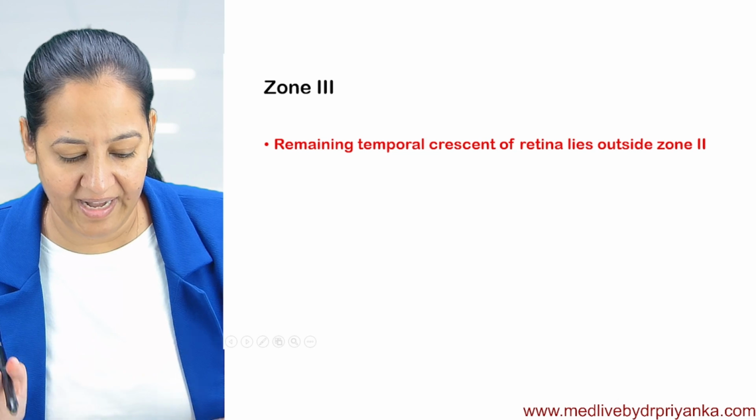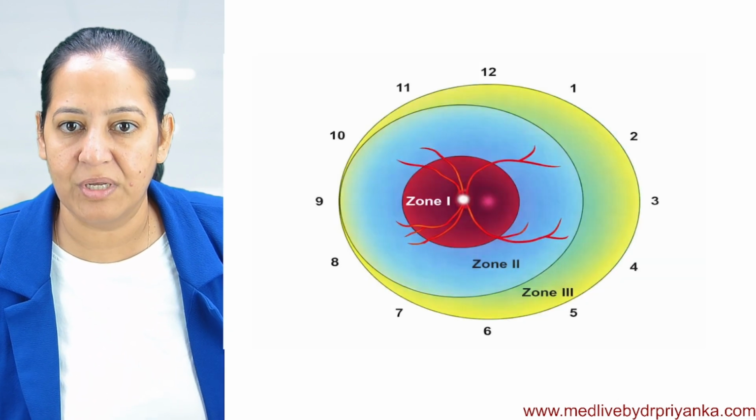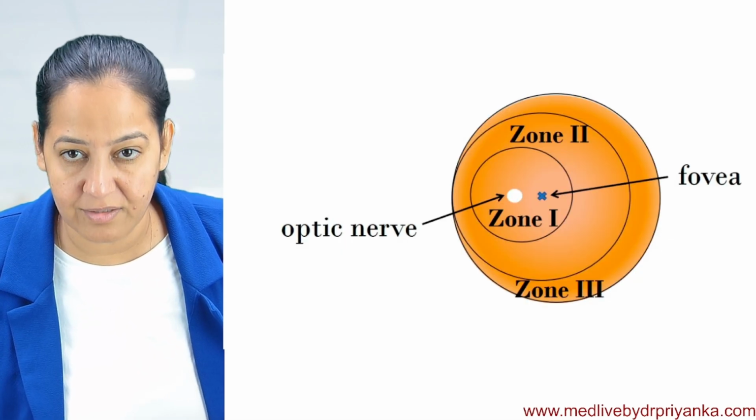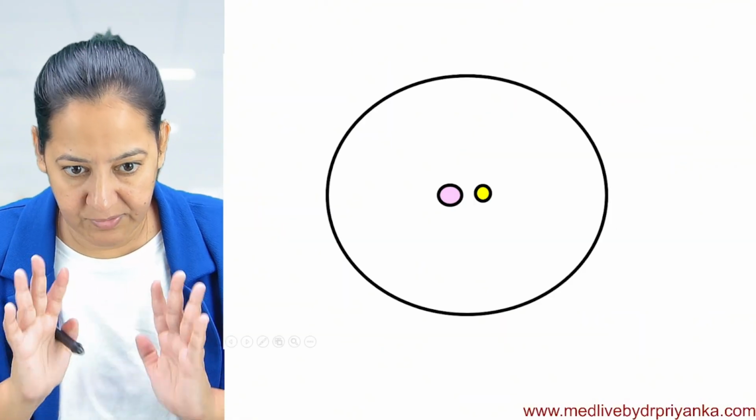Now whatever area is left, towards the temporal crescent, this is zone 3. Can you see the yellowish one here? Whatever area is left is zone 3. I hope you got it: zone 1, zone 2, zone 3. Shall I draw it again? Can you see this diagram?